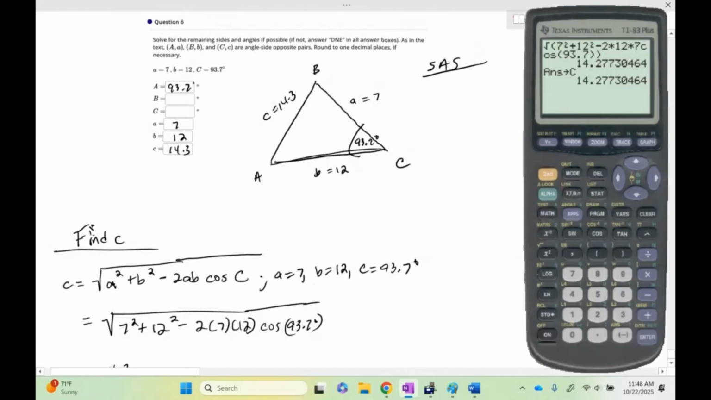So what angle should we find next? Should it be B or C? Well, in order to determine, look at the smallest side, because the smallest angle is opposite the smallest side, and the largest angle is opposite the largest side. So the smallest side is side A, so we're going to find angle A next.